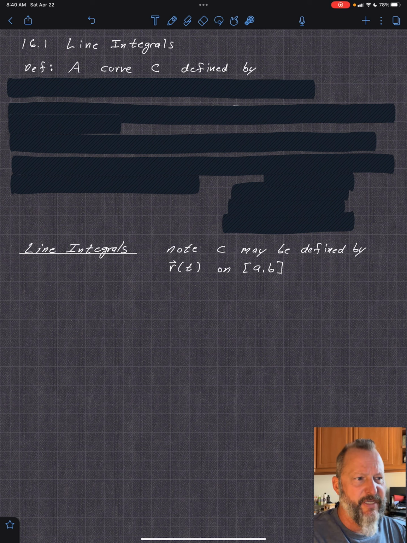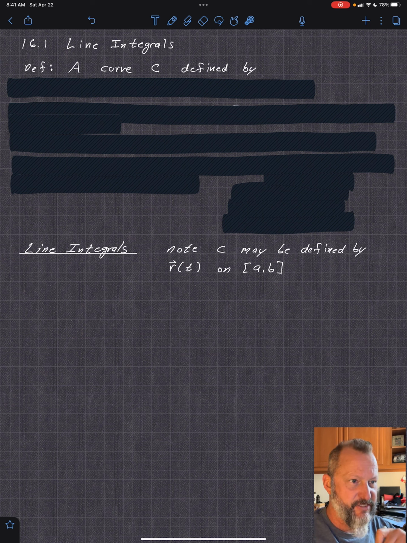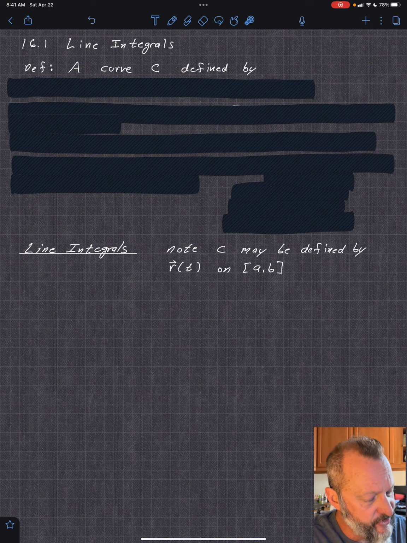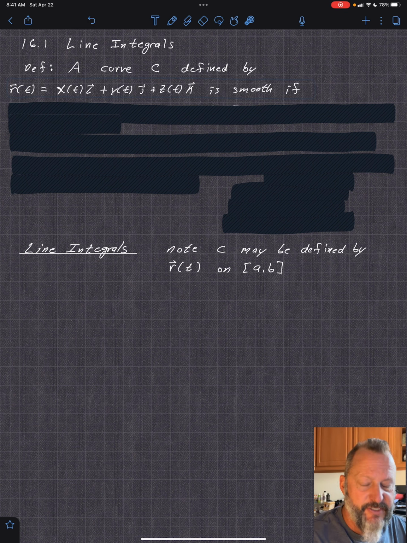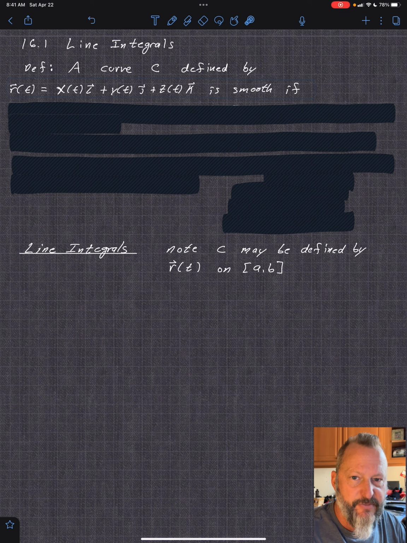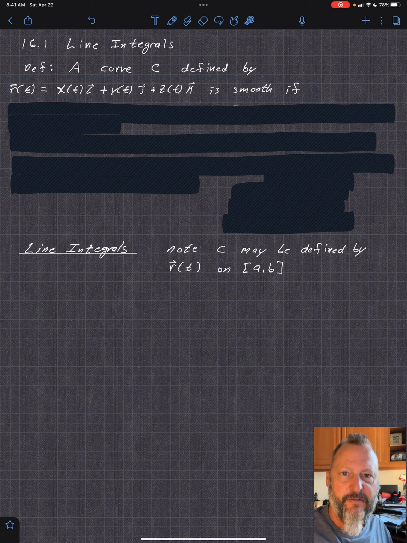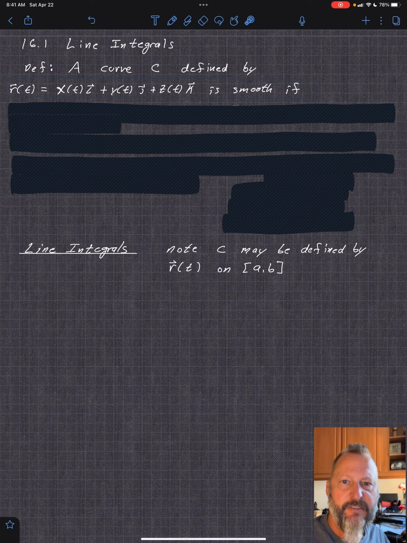We can define them by like f of x or g of x, and that's what you're picturing. But now it's in space, so we're looking at like the r of t concept. All right, so a curve C is defined by r of t, and that's the one in space. Okay, and we're defining smooth as well right here, by the way. So give me a second here.